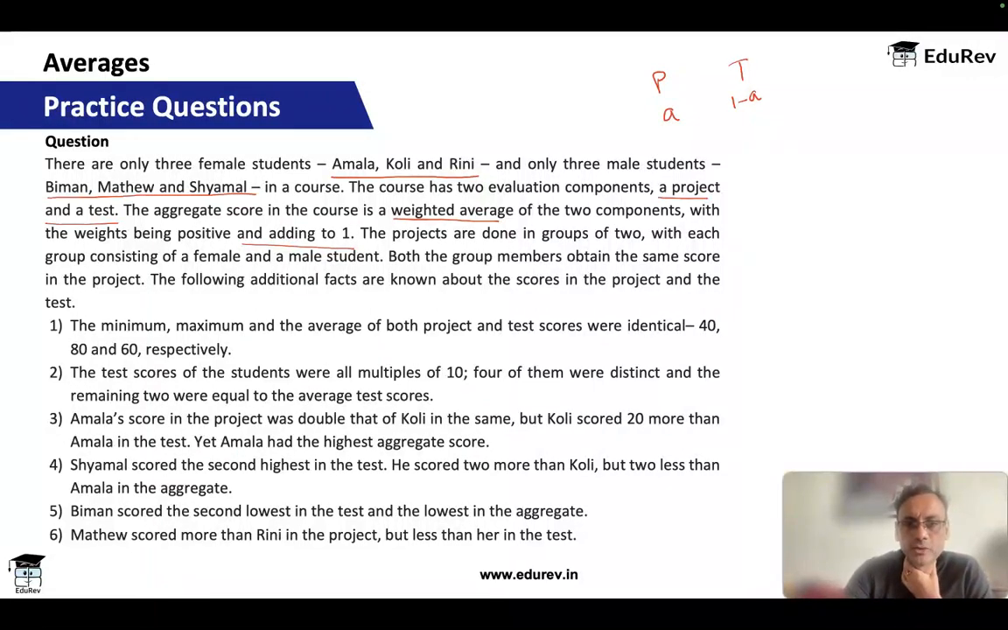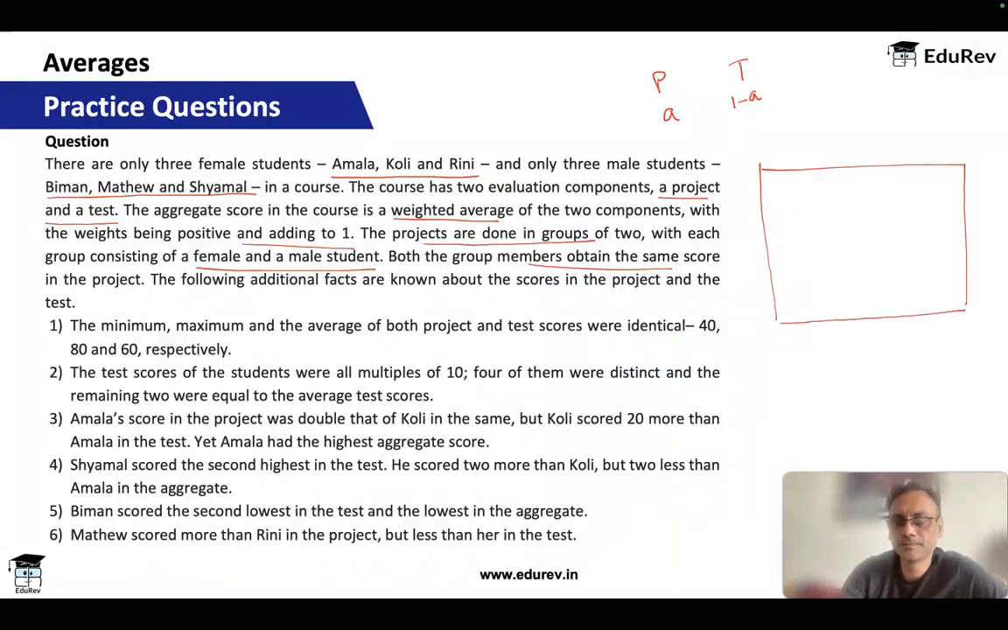The projects are done in groups of 2, with each group consisting of a female and a male student. Both the students obtain the same score in the project, and we have the following additional data. So let's make a small table, where I have the project and the test, and I have the 6 students.